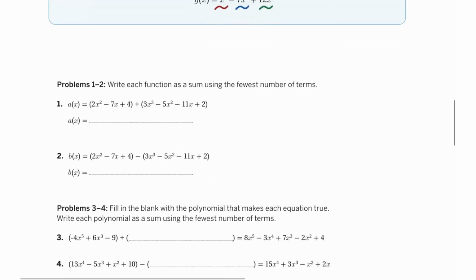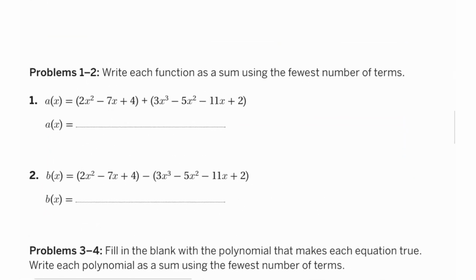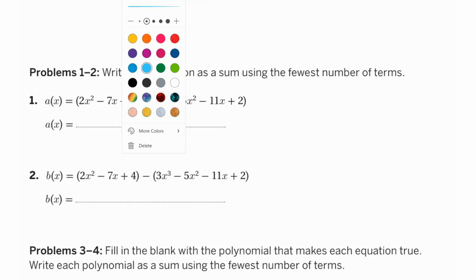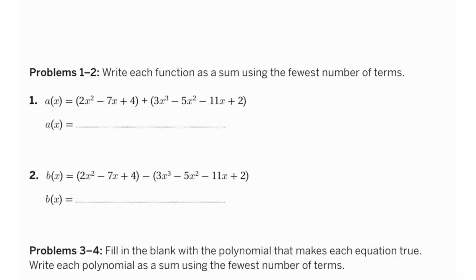So to start us off, we have problems 1 and 2, which we're asked to write each function as a sum using the fewest number of terms. And so when I go through this, I am going to start with the highest exponent. I'm always going to put it in terms of descending order.